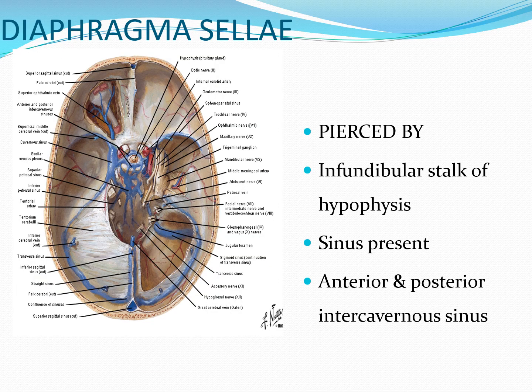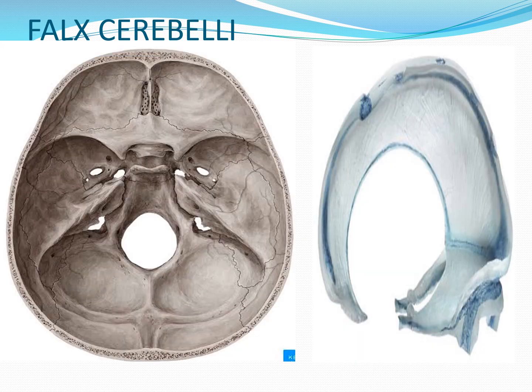And what is this diaphragma sellae pierced by? The stalk of the infundibulum, because the hypophysis cerebri is present inside this fold. As already discussed, the anterior and posterior intercavernous sinuses are present in this fold of duramater.